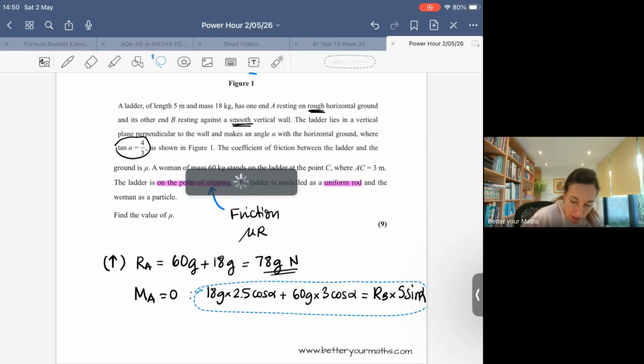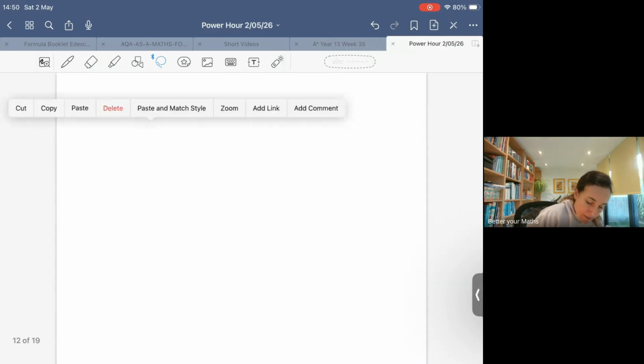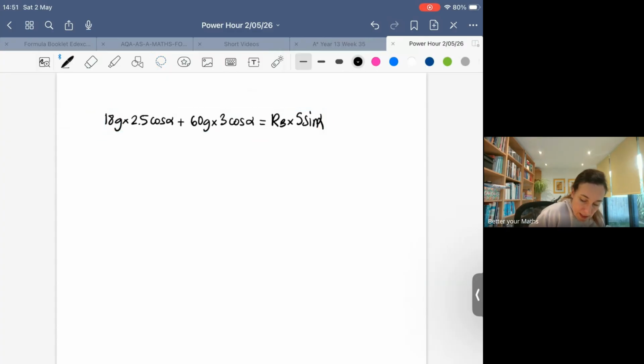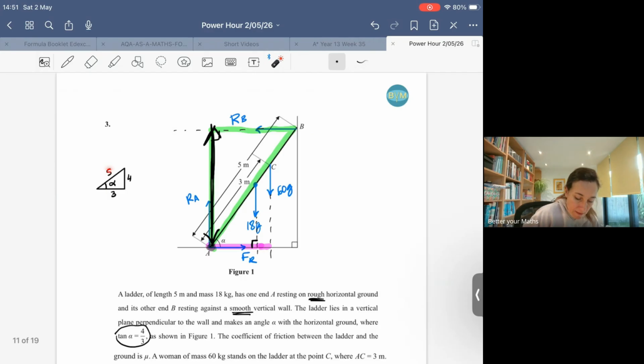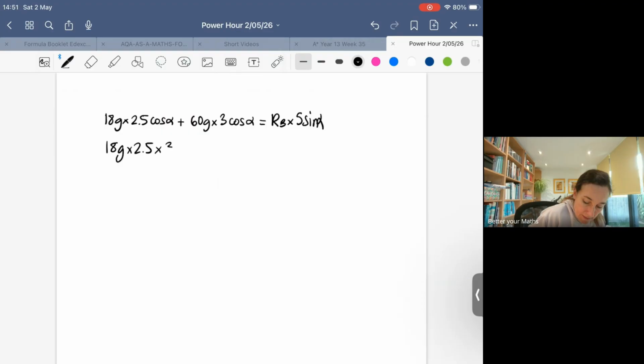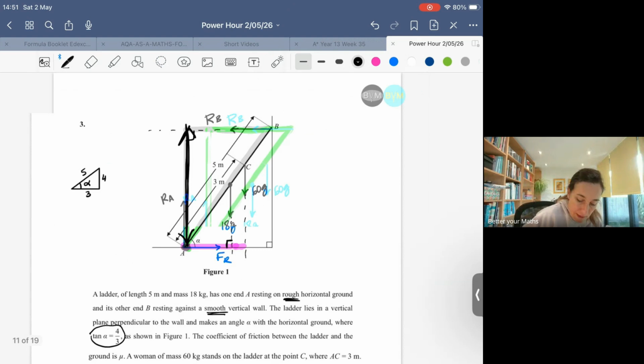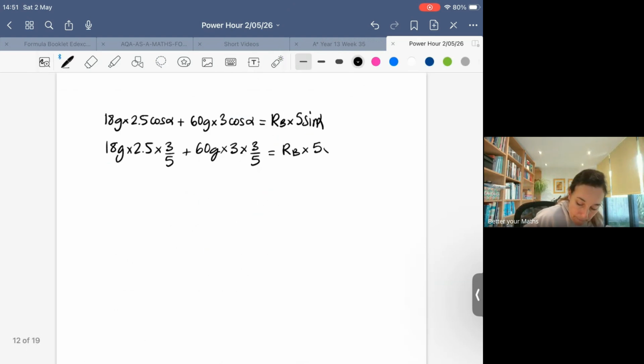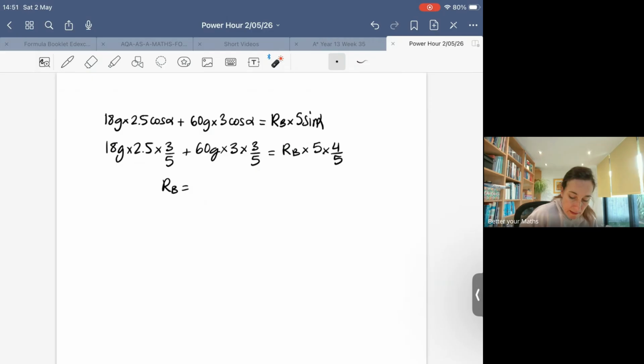So from here, I have sine, I have cos, I have everything. So I have 18g times 2.5 cos alpha, which is adjacent divided by hypotenuse, 3/5, plus 60g times 3 cos alpha again, so 3/5, equals RB times 5 sine alpha, which is 4/5. From here we can find RB very quickly. So with the calculator, we find this, divide by 4 because the 5 cancels, and we have RB.